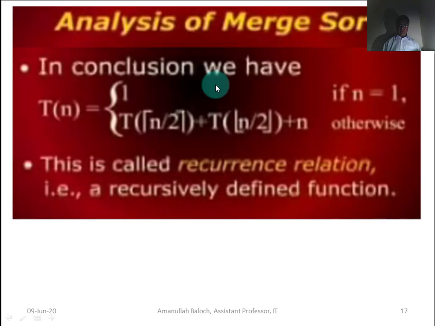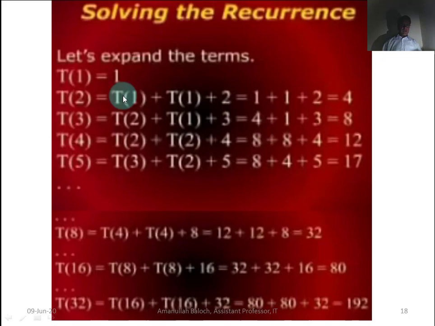If n is equal to 1, we will put here 1. T of 1 will become 1, the value of T of n will become 1. So we are taking T of 1 is equal to 1. That is, for a unit element, the time will be constant, unit time, and T of 1 is equal to 1.